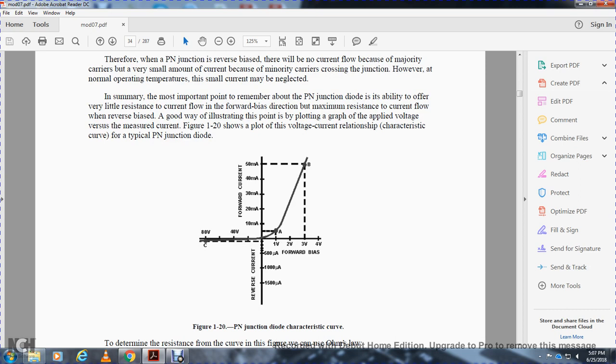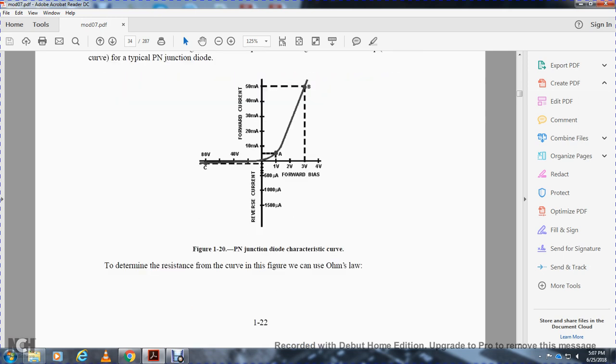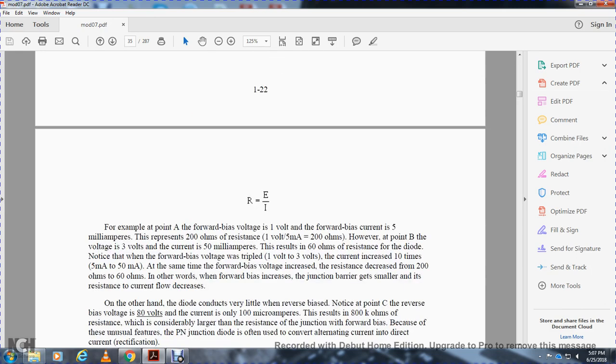In the characteristic curve, reverse current is on the bottom and forward current is above in the positive region. You have a line starting at 80 volts, moving to 40 volts, and then to the forward bias side of the current. You have points A and B to determine resistance from the curve using Ohm's law: resistance equals volts over amps. For example, at point A, the forward bias voltage is 1 volt and the forward bias current is 5 milliamps, which represents 200 ohms of resistance.